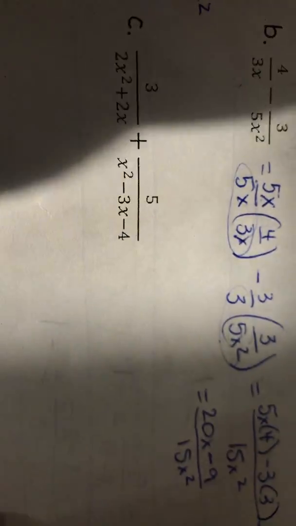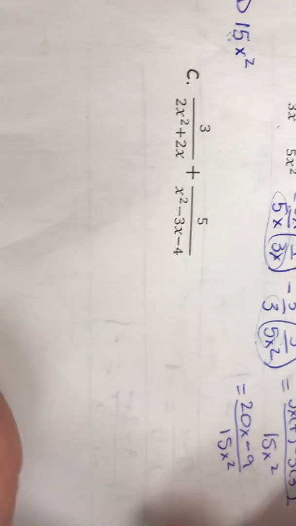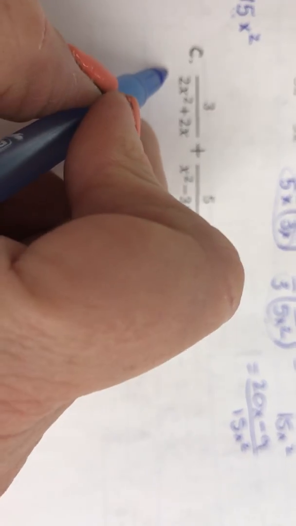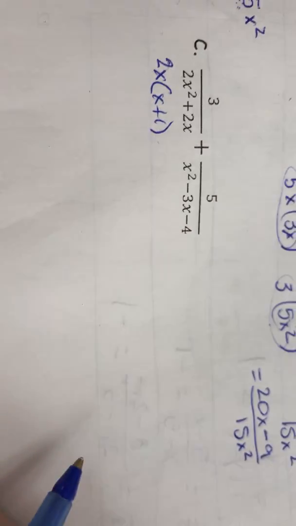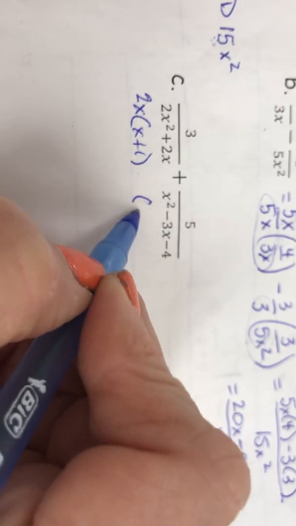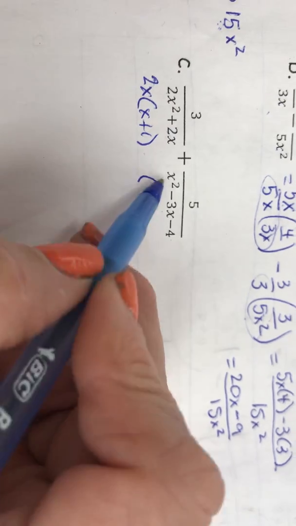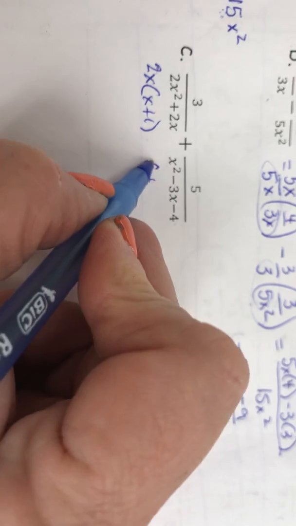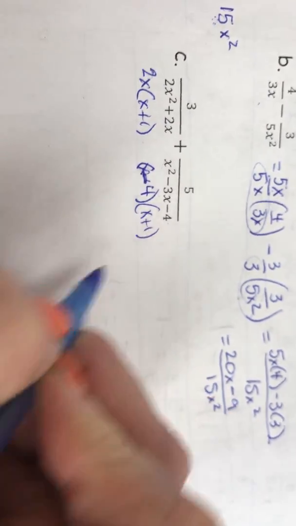Okay, next one. This one's a little different because we have binomials and trinomials. So what you need to do first is factor it. There's a GCF here. And this is a factor by IAM, the IAM factoring. So this is negative, x minus 4 and x plus 1.